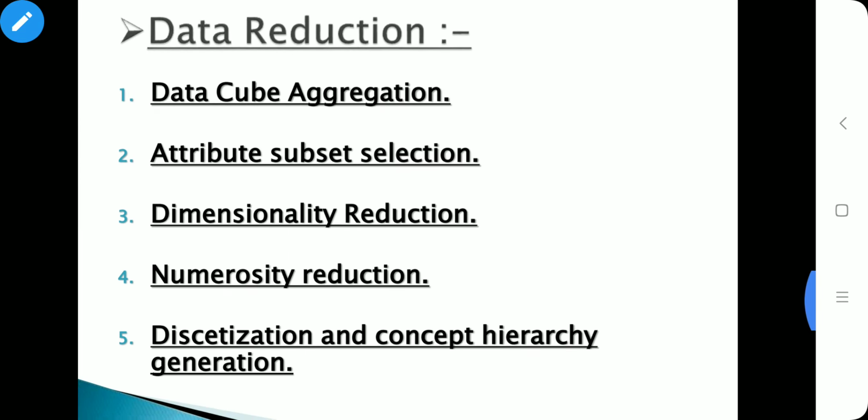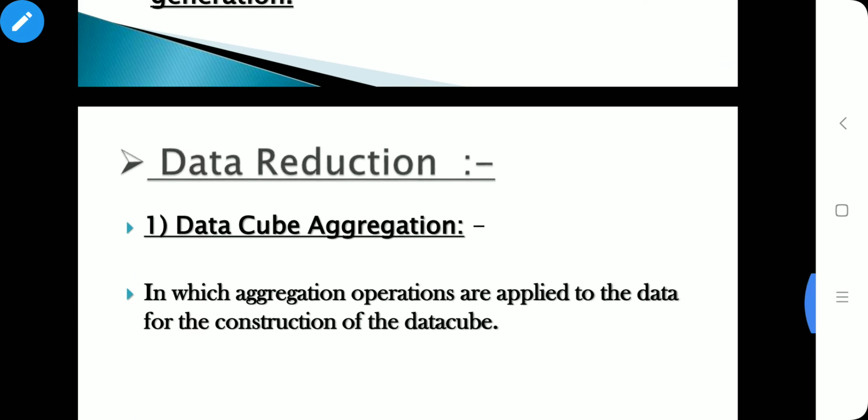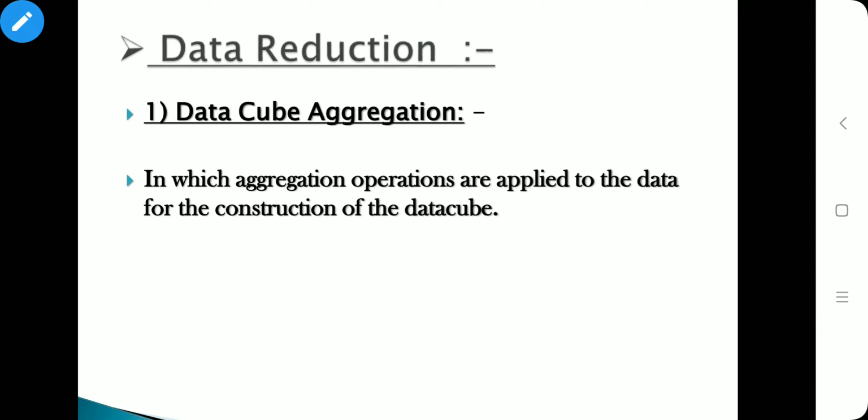The data reduction techniques are data cube aggregation, attribute subset selection, dimensionality reduction, numerosity reduction, and discretization and concept hierarchy generation. So, first technique is data cube aggregation.